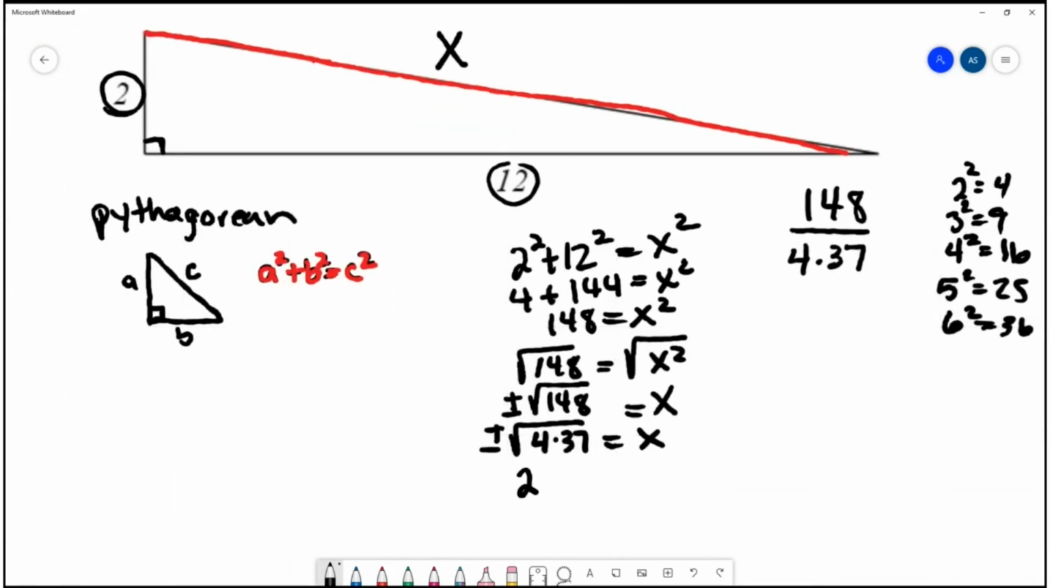The square root of 4 is 2. The 37 stays inside the radical. And I have plus and minus here, but because we're using this as the length of a side of a triangle, we're only going to keep the positive one. We'll throw away the negative one. That just doesn't make sense. So we have the hypotenuse of this triangle being 2 square root of 37.